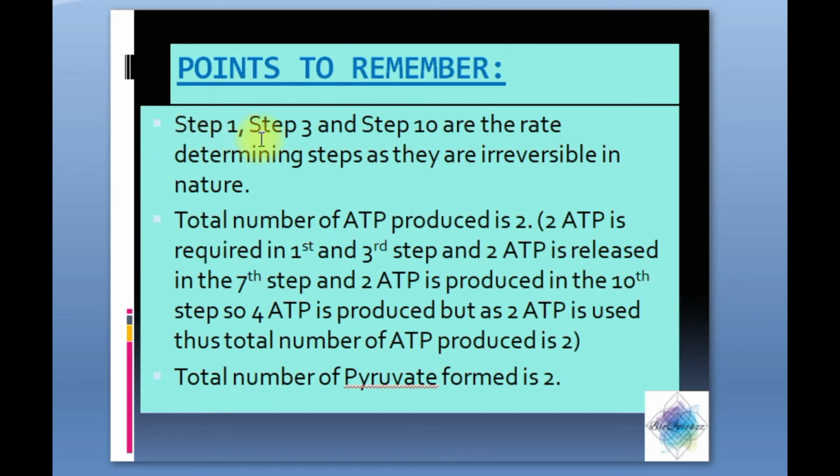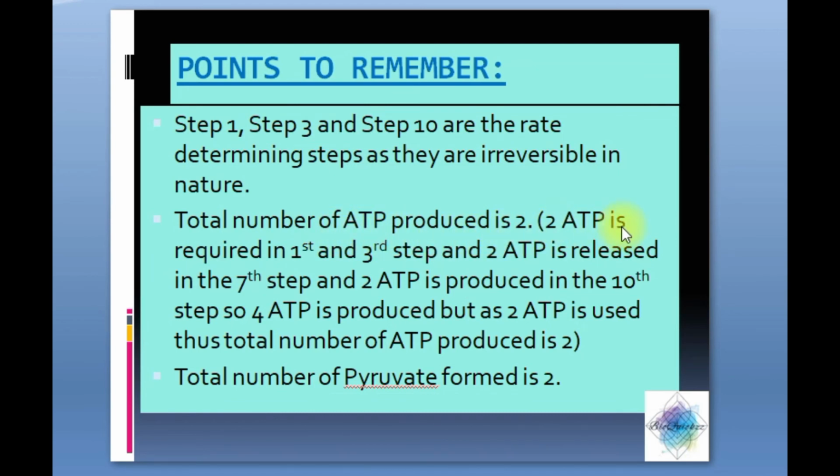Step number 1, step 3 and step 10 are the rate determining steps as they are irreversible in nature. So in the whole there are 10 steps. Among them only 3 steps are irreversible, and thus they are the rate determining steps. The second point is that the total number of ATP produced is 2.